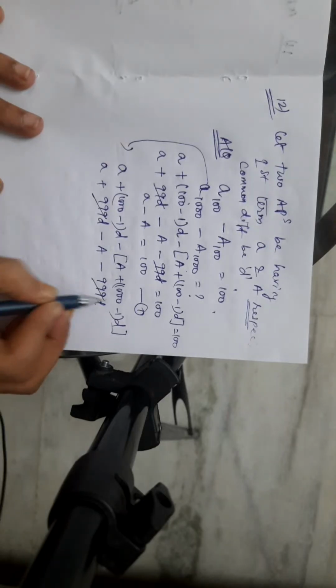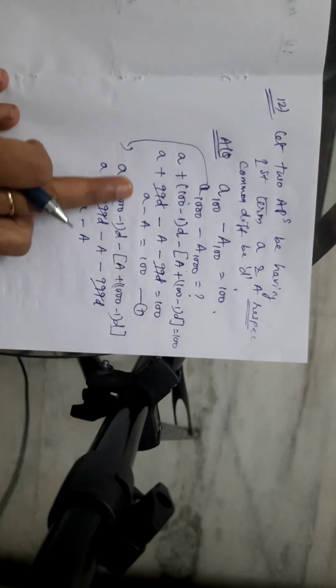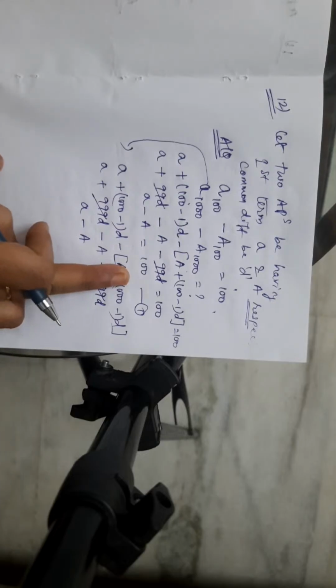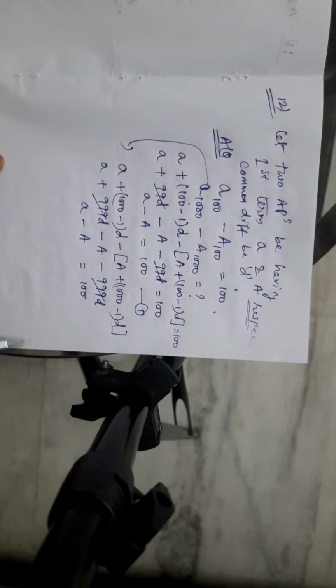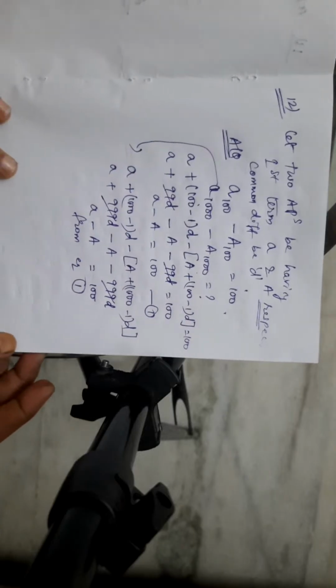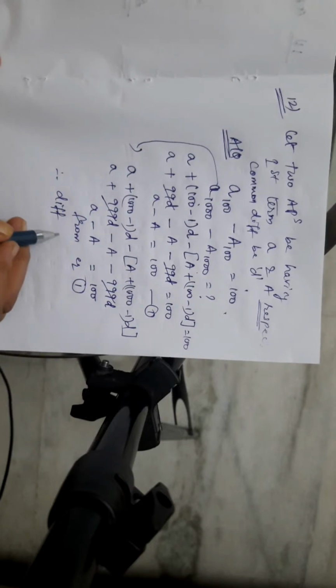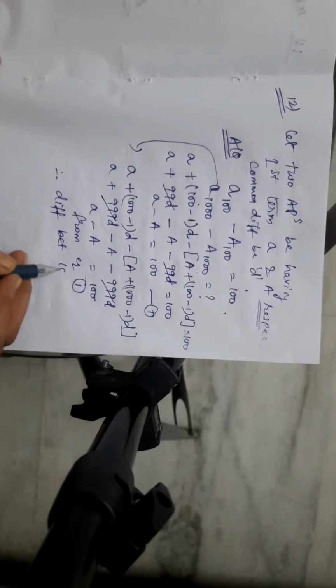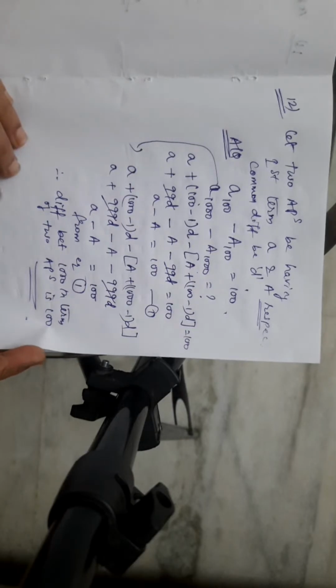Now both of these will get cancelled. So ultimately we reach a minus A only, and that we already got as 100. From equation 1 we can replace this with 100. So a minus A is 100. This is how we got it from equation 1. This is what we needed to find out, so this is the final answer. Therefore, the difference between the 1000th terms of the two APs is 100. We completed the 12th question.